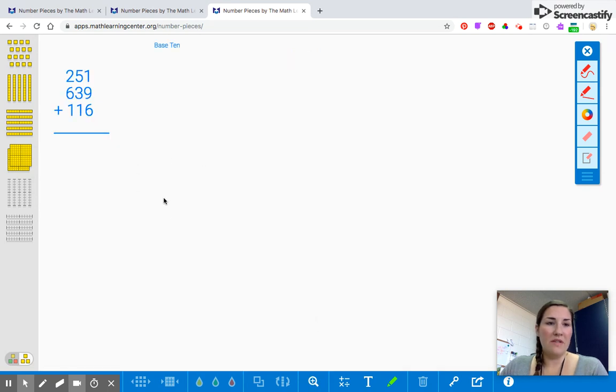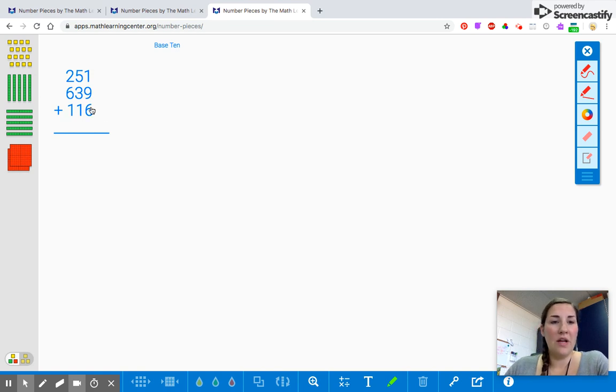And so I'm going to zoom out just a little bit, and we are going to use base 10 blocks to help us out. We're going to start again in the ones column, and we're going to just pull out those base 10 blocks based on each of these. So I have 1, then I have 9 more in my next number here, 1, 2, 3, 4, 5, 6, 7, 8, 9, and then in my last number of 116, there's 6 ones, so I'm going to pull out 6 more ones.